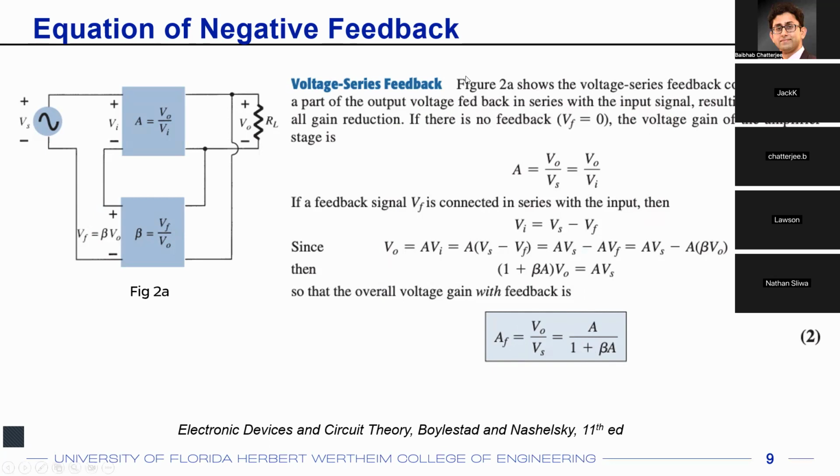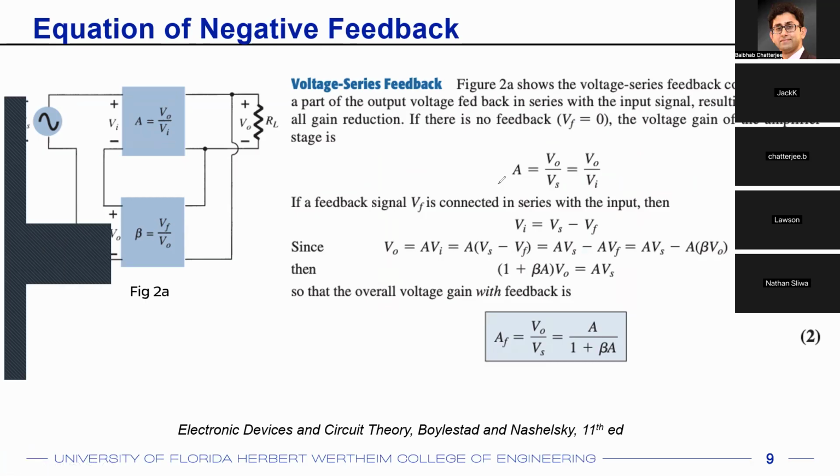So let's just take an example of the voltage series feedback because that's easy. It's easy to think in terms of voltages. Your output voltage is VO. Your input to the amplifier is VI. And as you had asked this question, let me use the pen. So the gain of this amplifier is A.